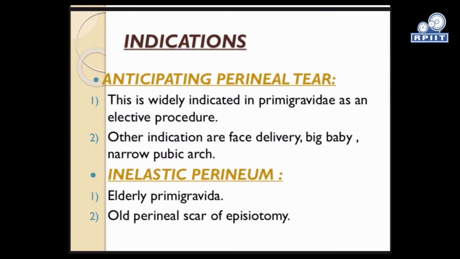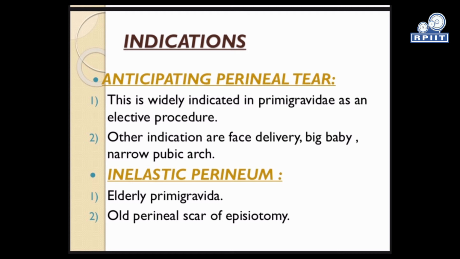Next is indication. Why do we do the episiotomy? What are the indications and in which case do we do the episiotomy? First, for anticipating perineal tear. This is widely indicated in semigravida as an elective procedure. Other indications are like face delivery, if the baby is too big, narrow pubic arch, etc.